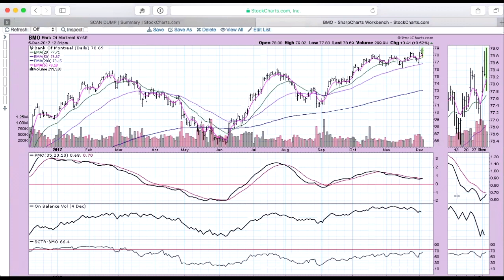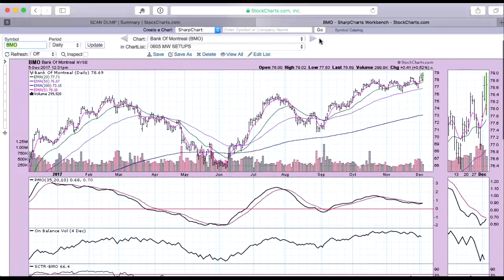This one looks a lot better. The only issue I would have really is that you can kind of see that the PMO bottoms are in a decline, yet the price bottoms are rising. So that could be a concern. But I like the fact that we got that breakout and the PMO buy signals coming in. So that was one.